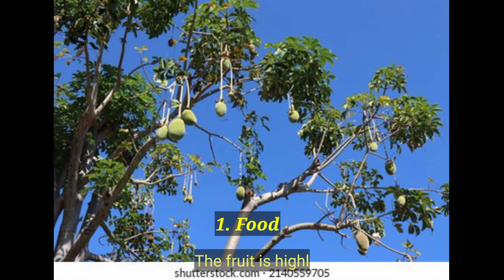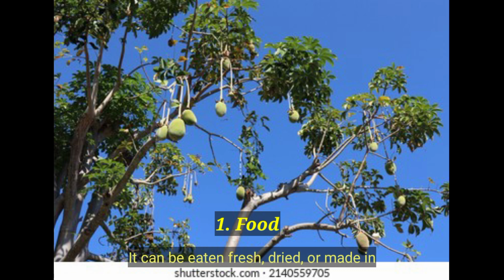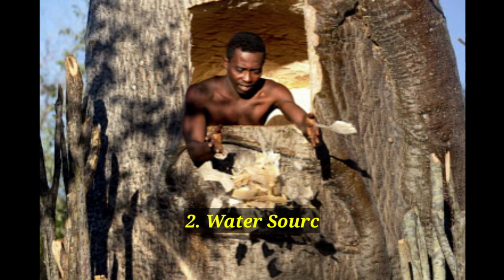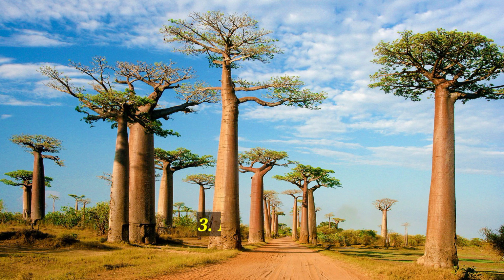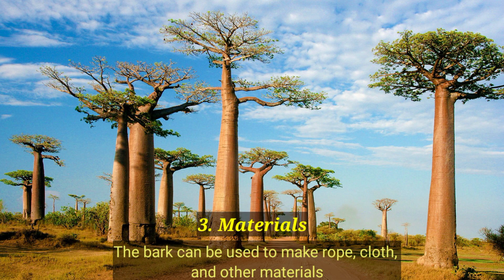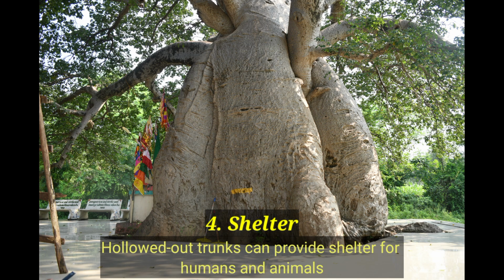Practical uses. Food. The fruit is highly nutritious, rich in vitamin C and antioxidants. It can be eaten fresh, dried, or made into juices, jams, and powders. Water source. The water stored in the trunk can be accessed during dry periods. Materials. The bark can be used to make rope, cloth, and other materials. Shelter. Hollowed out trunks can provide shelter for humans and animals.